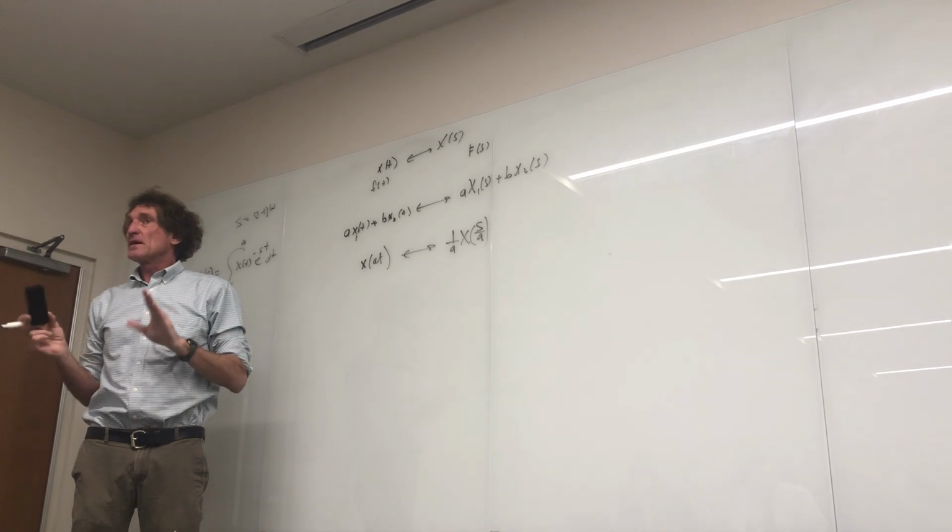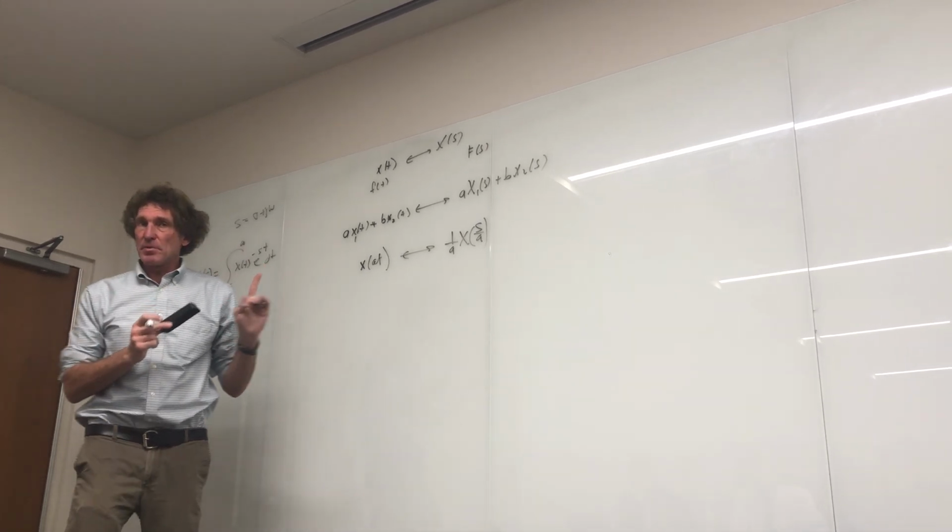The next property is just a time shift. This assumes one thing: we're assuming we know that x of t goes to X of s. We know that transform pair. For instance, if it was a delta function here, it would go to 1. We're saying if we know that, then these properties all apply.